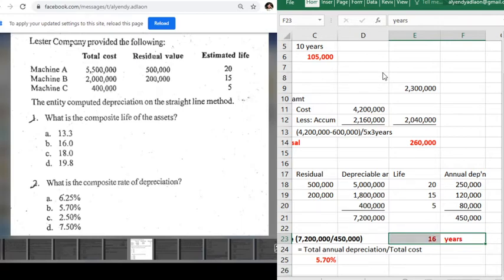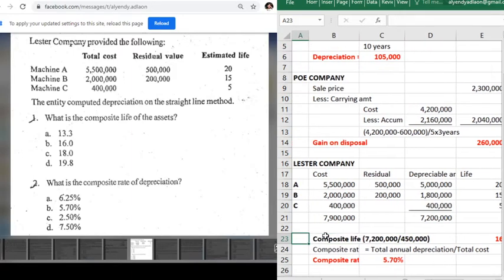Now, what is the use of this composite life and composite rate? So take note, you don't need to compute both of the composite life and the composite rate for you to solve for the depreciation of the machine or solve for the annual depreciation of all the machines. So you just only need one. So you may use the composite life or you may use the composite rate.